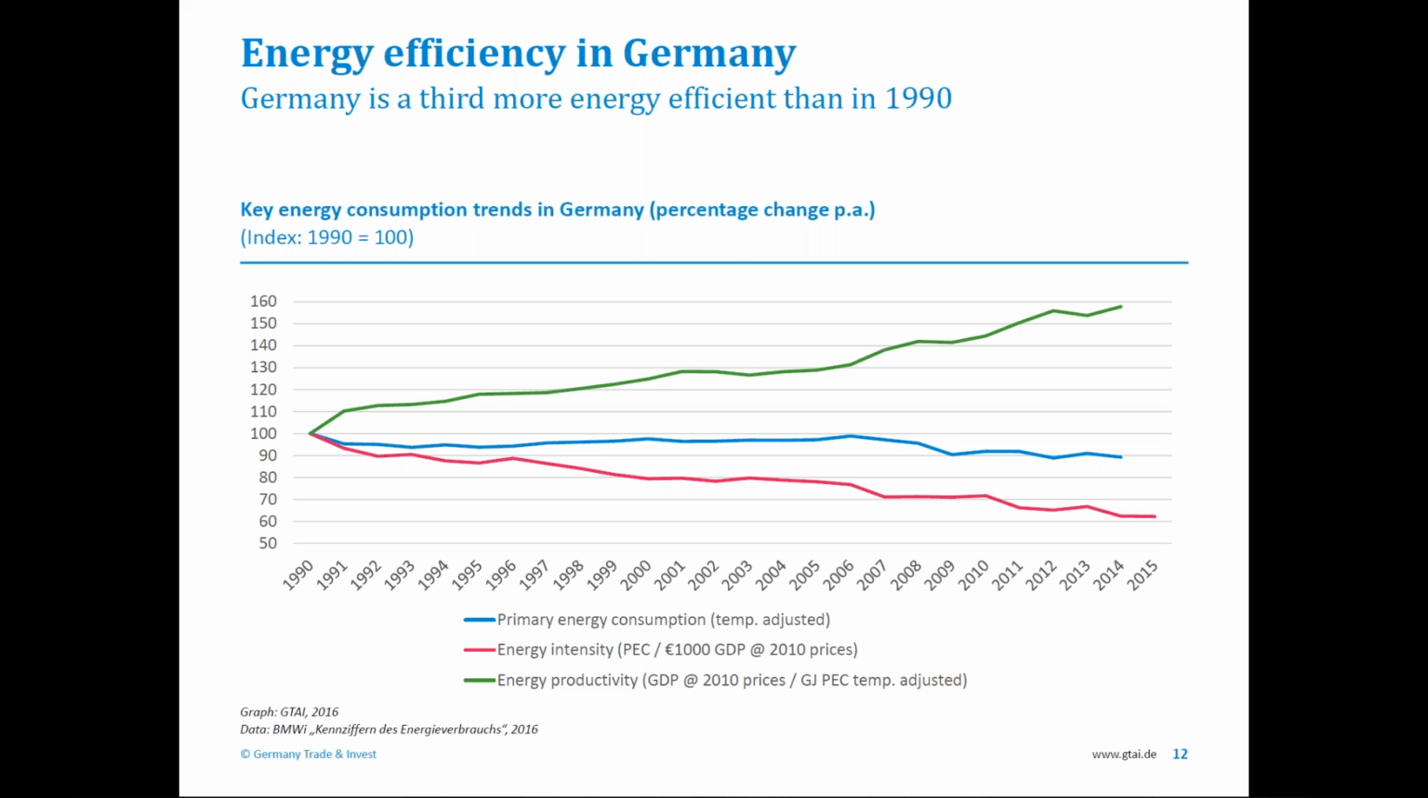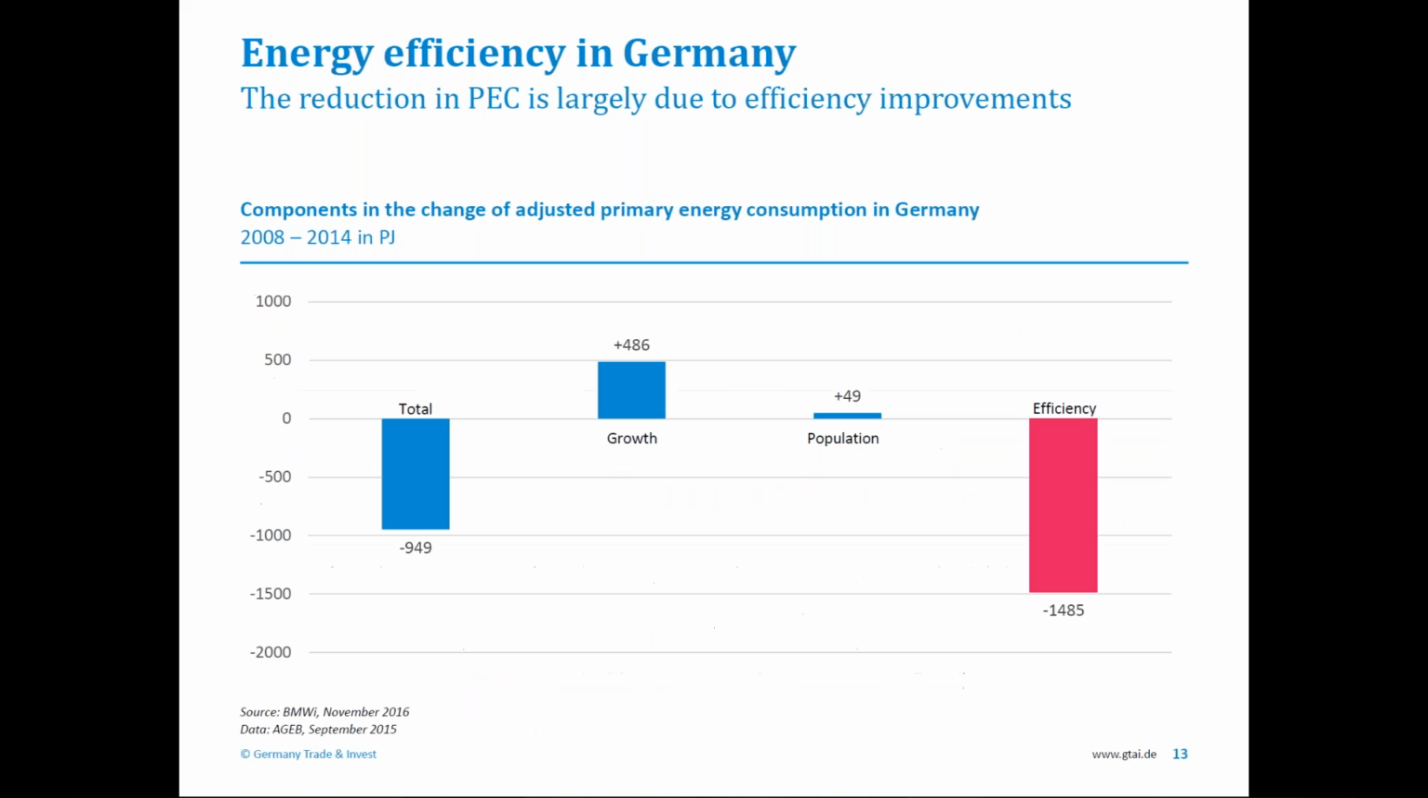Energy efficiency increased by 1.6% between 2008 and 2014, which is less than the 2.1% envisaged by the federal government's energy concept. Nevertheless, these results are really very good in international comparison. Of course, changes in primary energy consumption can be attributed to a number of factors. In addition to weather and demographic changes, GDP per capita and the energy intensity of the economy as a whole can play a part. And here you can see these factors quantified individually.